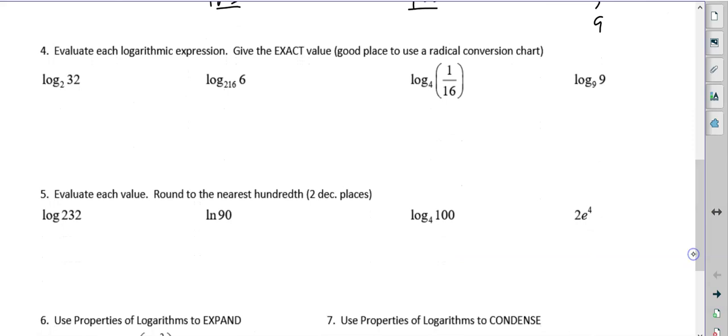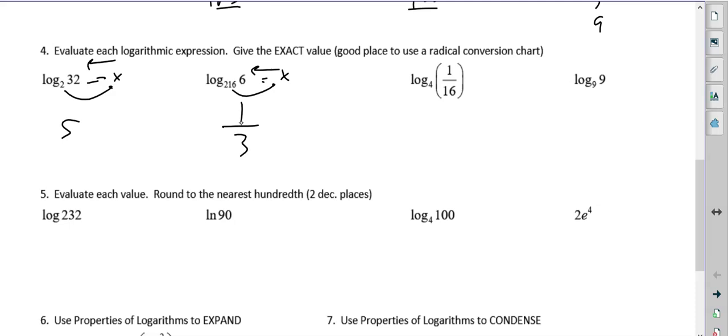Do the heavy lifting. Okay, evaluate each logarithmic expression. Give the exact value. Okay, this means 2 to what power is 32? If you look on your conversion chart, that's 2 to the 5th power. Now notice this one's getting smaller. Okay, 216 to what power is becoming 6? If you just think about it backwards, though, 6 to what power is 216? Well, that's 3. So since we're getting smaller, it's 1/3.